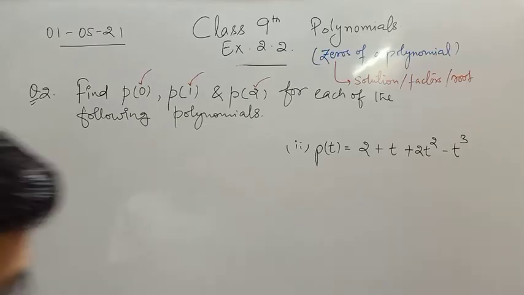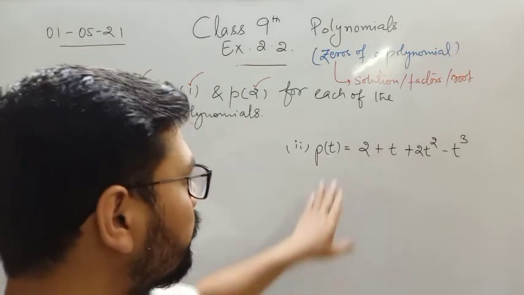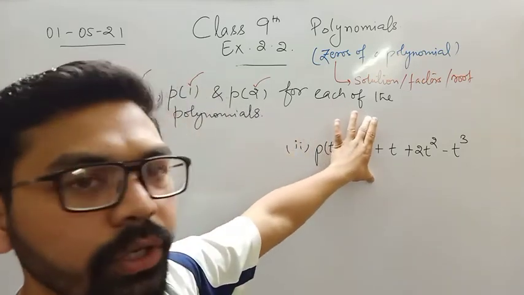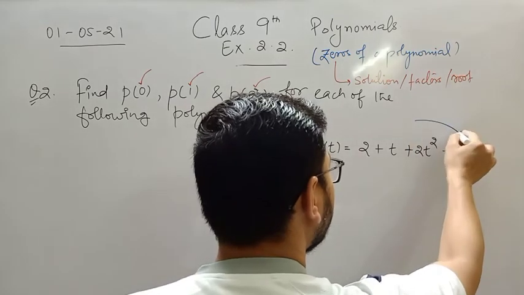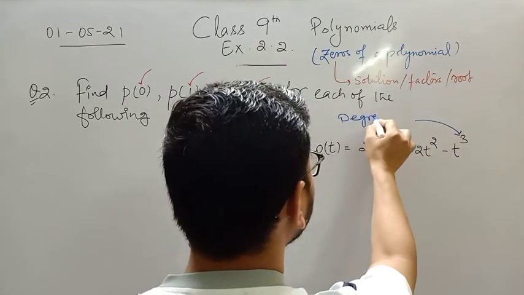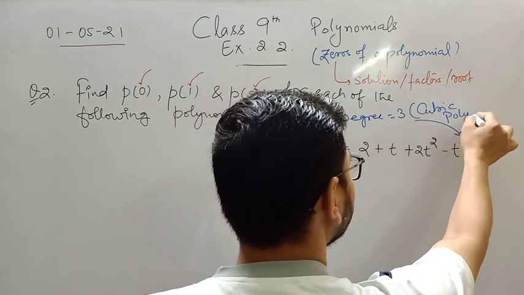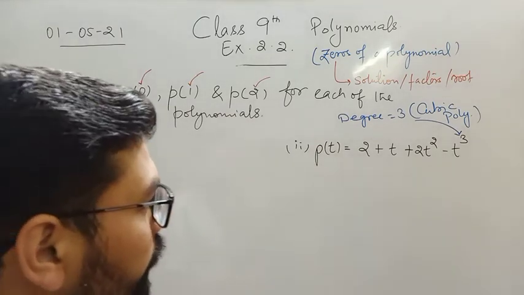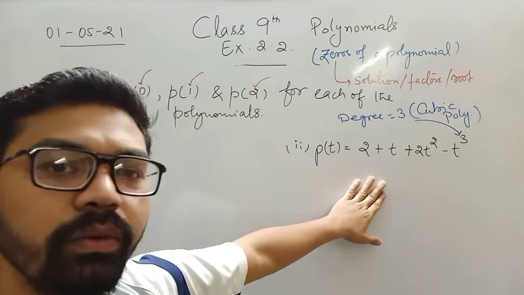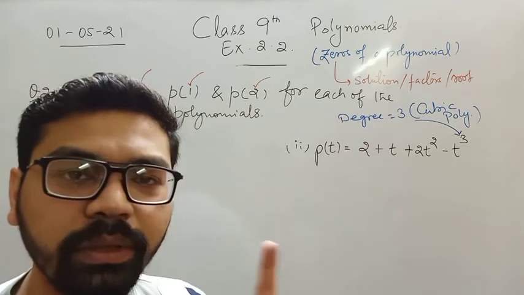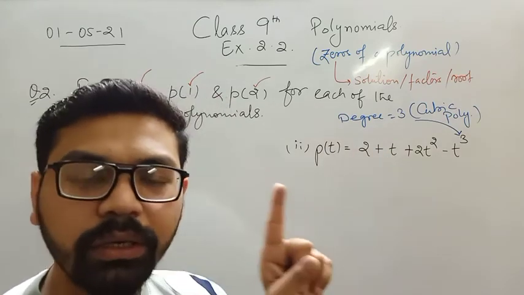Now the last question for the day is p of t. Now the variable is changed. Now the variable is t, but again for this polynomial, the highest degree is 3. That means it's a cubic polynomial, a cubic polynomial in one variable. Why am I saying one variable? Because there is only one variable, t. Here is t, here is t square, here is t cube, but the same variable.